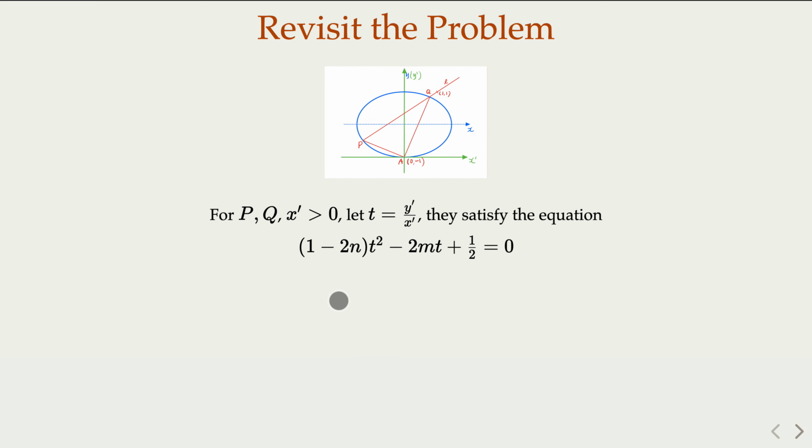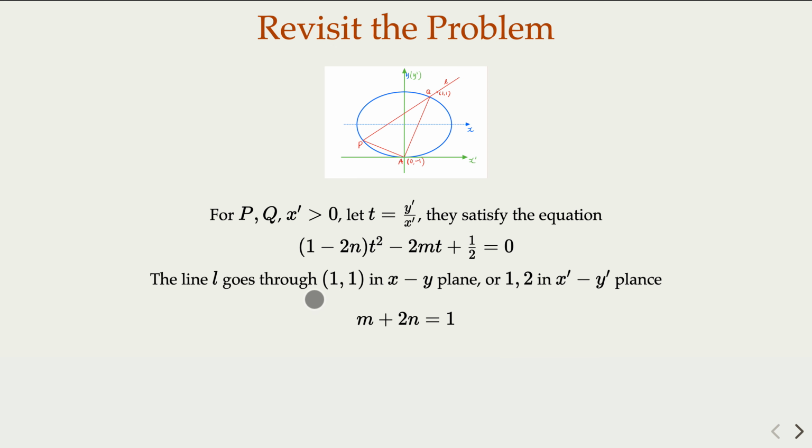Okay, so what we have is that P and Q satisfy this quadratic equation, and also L goes through the point 1, 1, but in the new coordinate it is 1, 2 in the x prime, y prime plane. Alright, so here this should be a dash, not a minus. This means the xy plane. Okay, sorry about the typo here. Now, if you plug in the equation, you would get this relationship. Alright, so what do we get here?